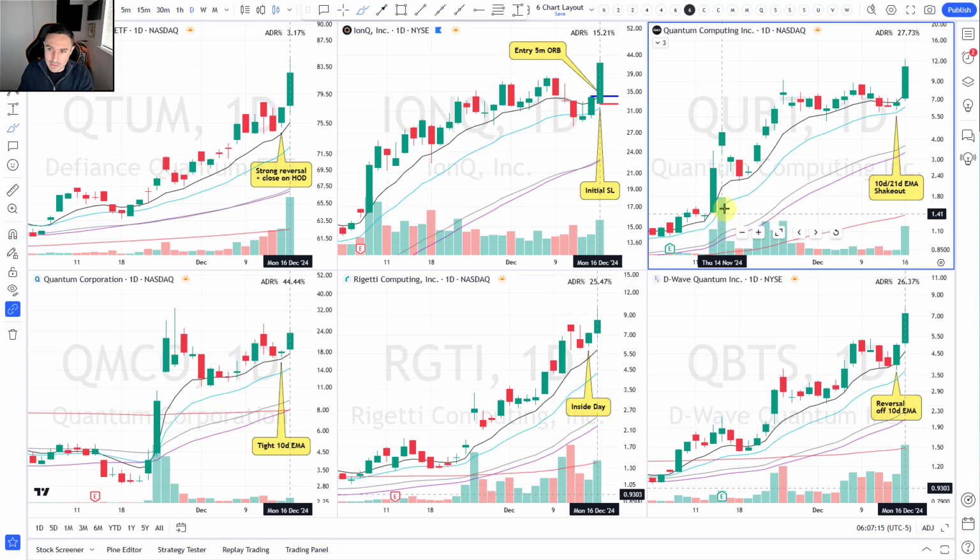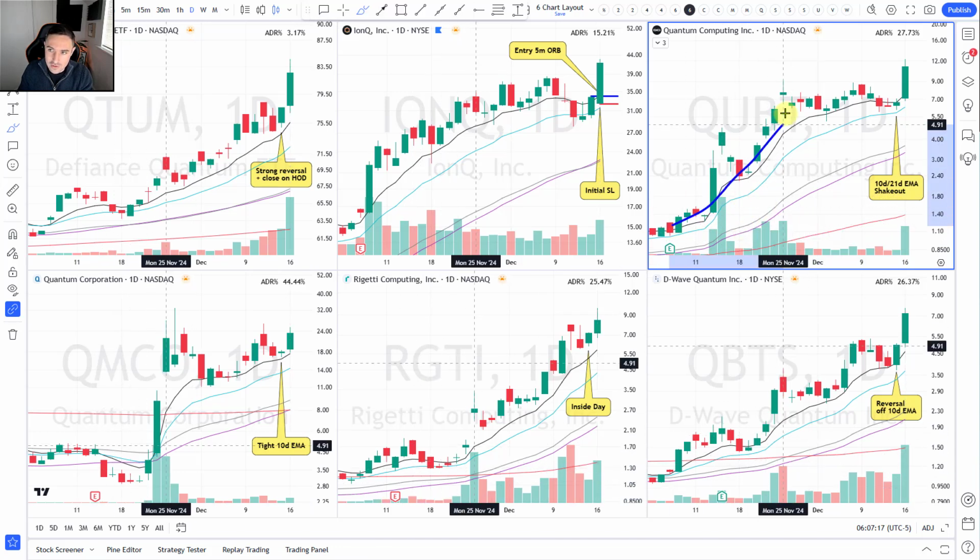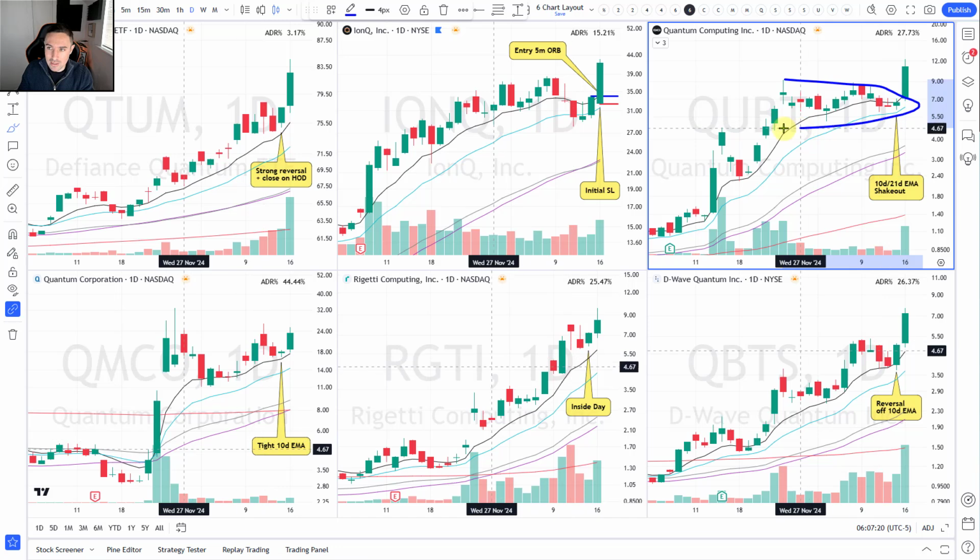Look how the volume is drying up as well. Note the surges in volume as this stock here was rallying. This is really strong, and I'm liking the basing action here.